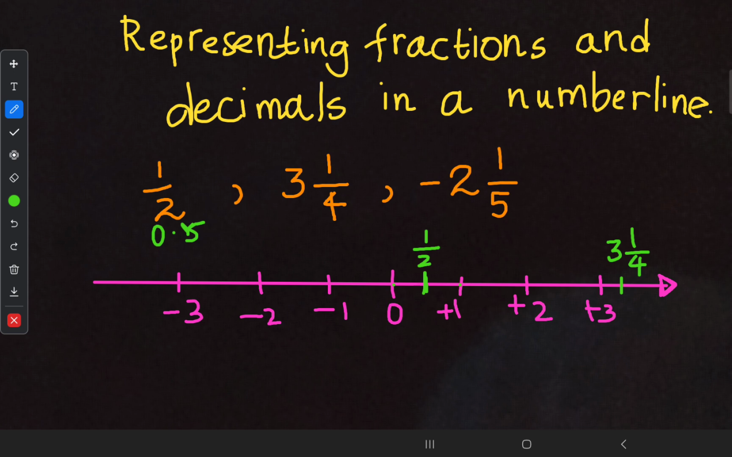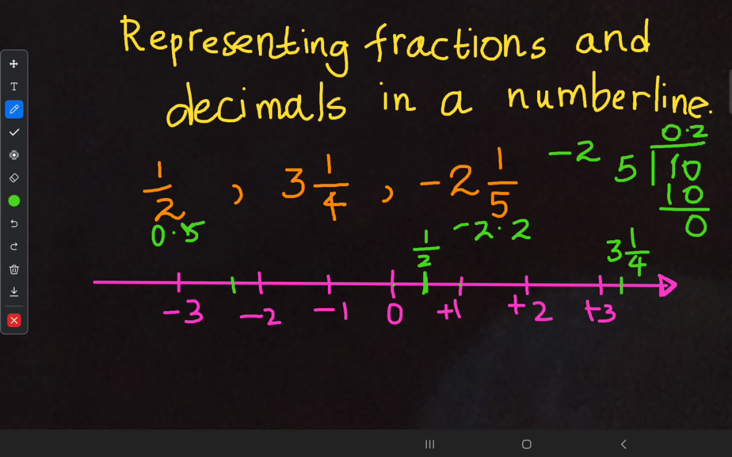When we deal with negative 2 into 1 upon 5, let's see this case. We will keep negative 2 as it is. We have to find the decimal for 1 upon 5. So 1 divided by 5 gives 0. Let's place the decimal here. 2 5s are 10. So this is negative 2.2. Negative 2.2 should be somewhere in between negative 2 and negative 3. This is the place where our next fraction is located.